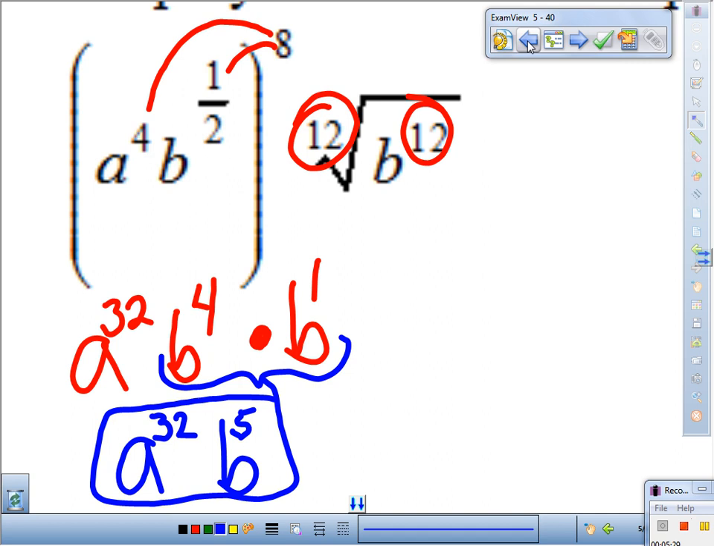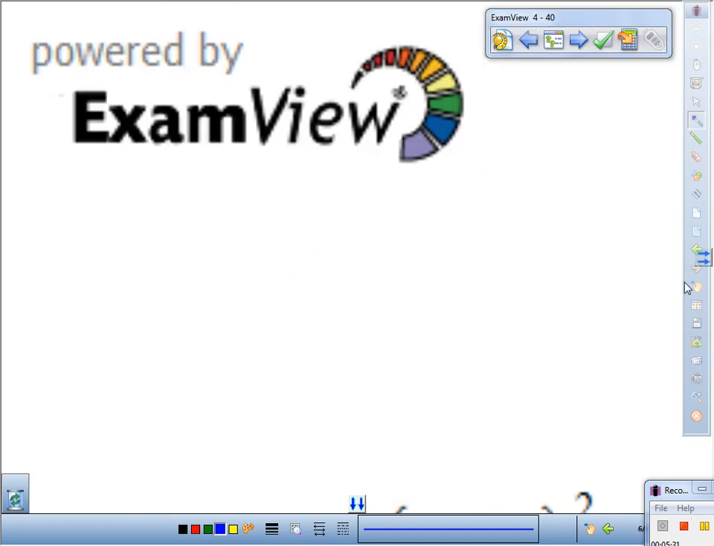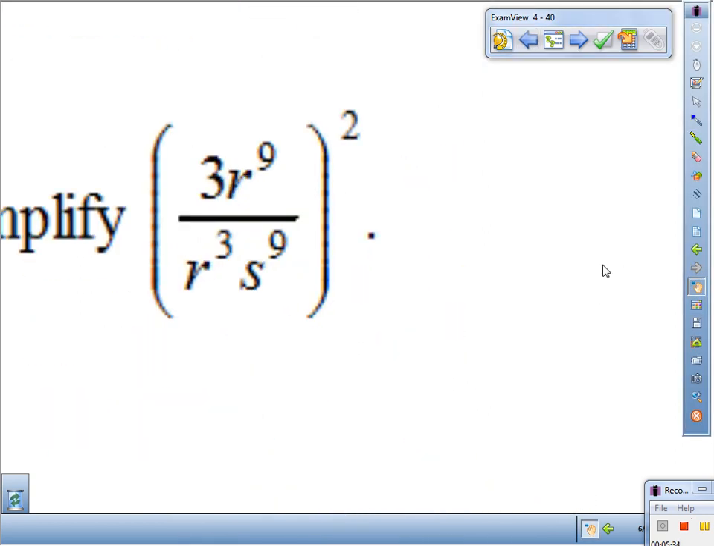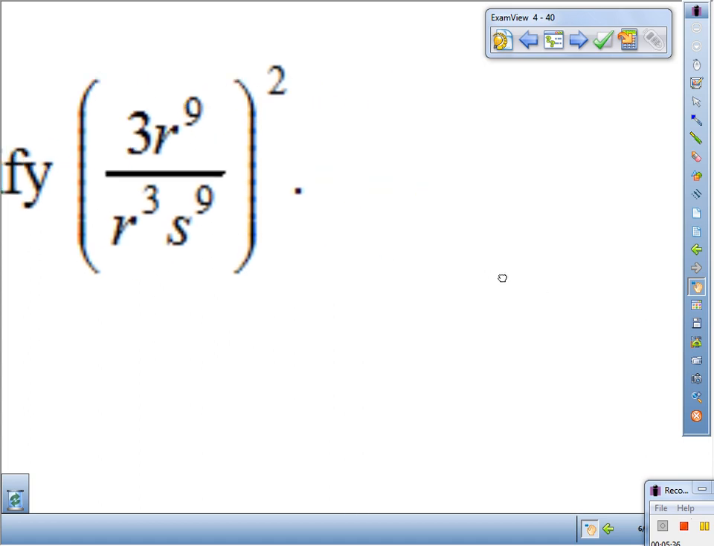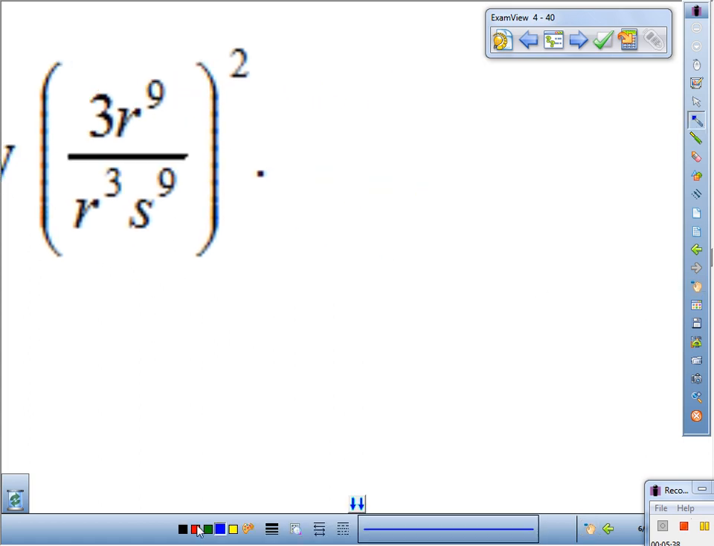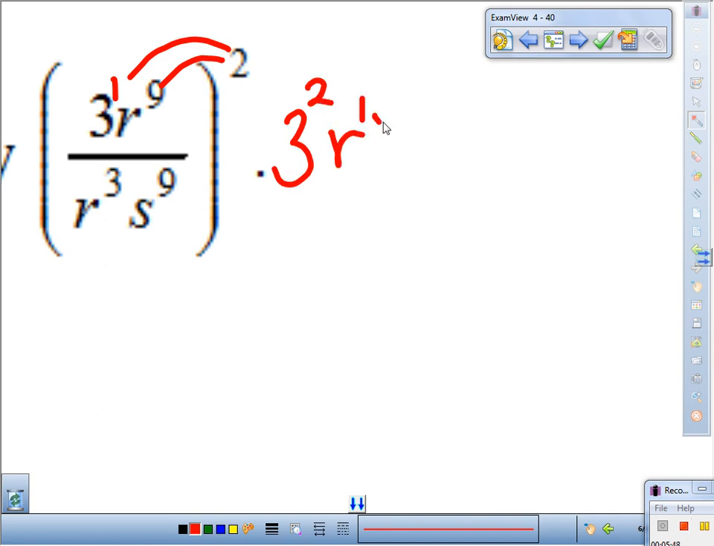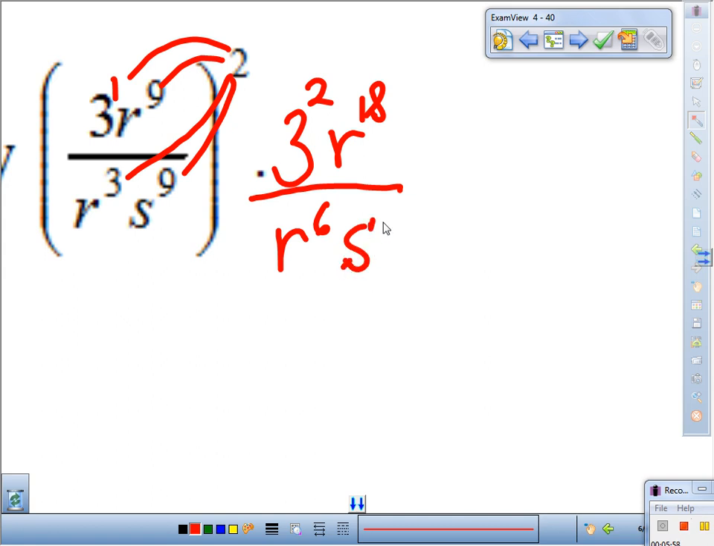Let's go to number 4. Simplify. Once again, an exponent of 1 right here. Distribute. I'm going to start with the numerator first. So 2 times 1 is 2. So this is 3 to the 2nd and r to the 18. So far, so good. Denominator. R to the 6th, S to the 18.